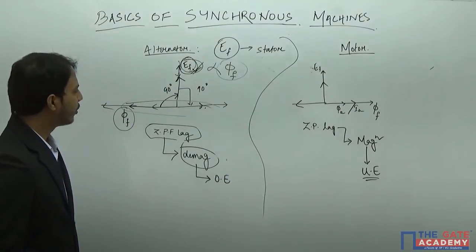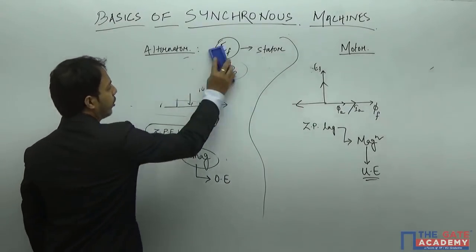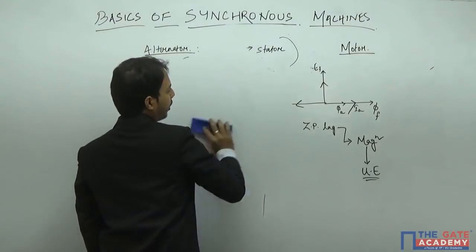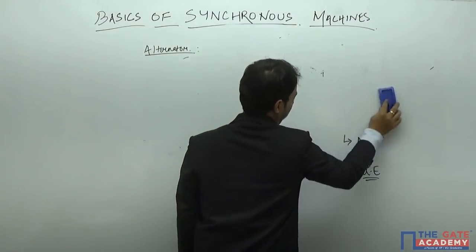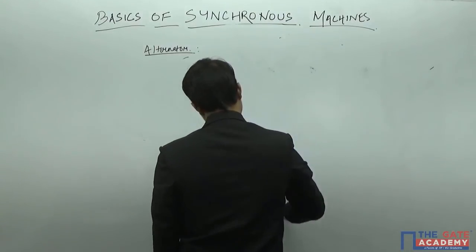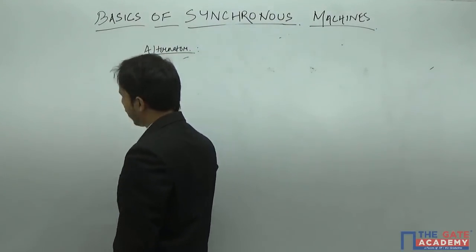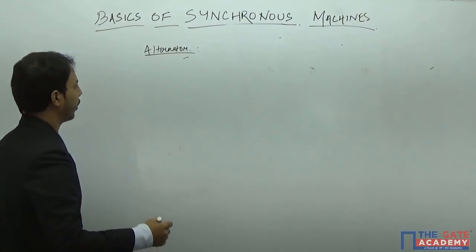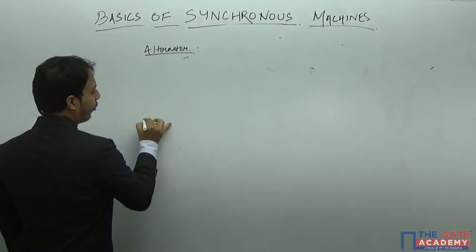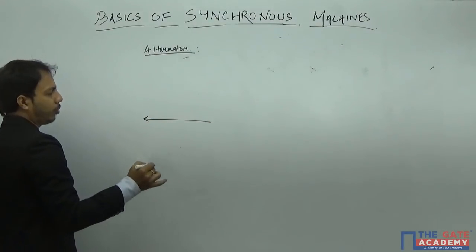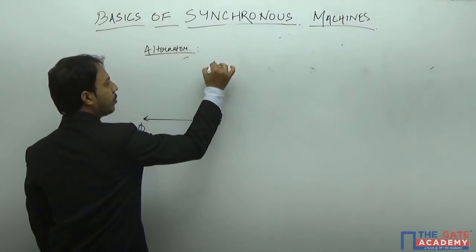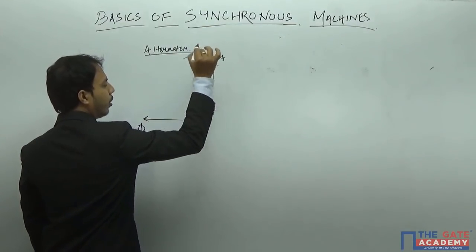Now it is very, very important to understand these concepts and relate them. If you cannot relate the concepts in synchronous machines, it will be very difficult to study this topic. Now, if I want to draw the phasor, suppose this is my phi F and this is my EF.